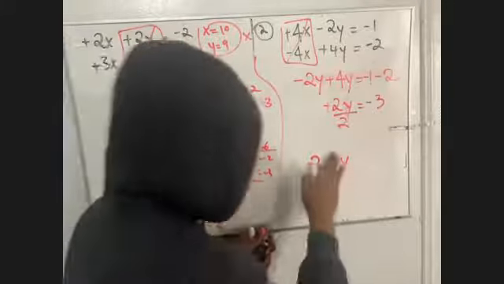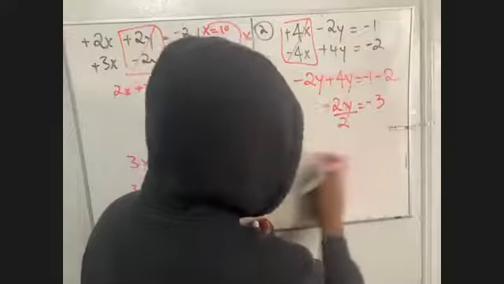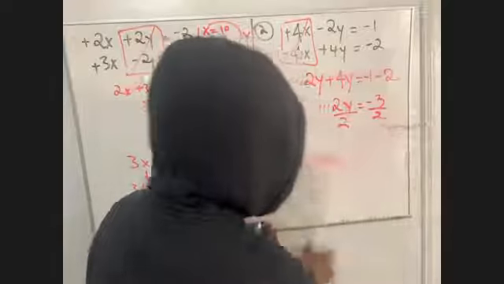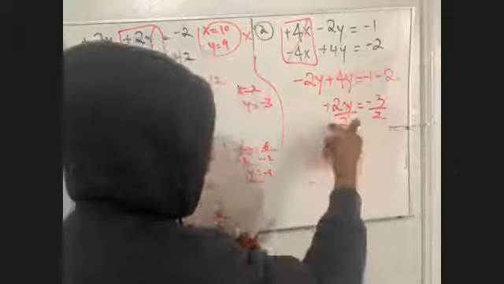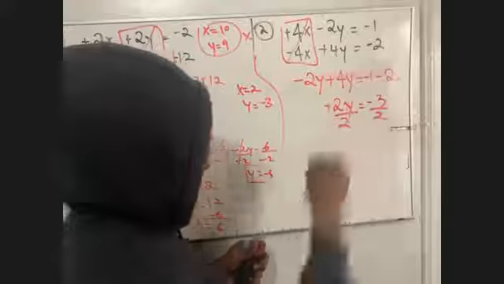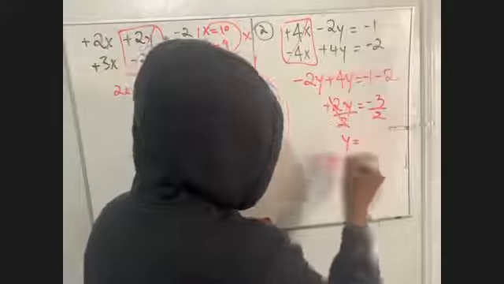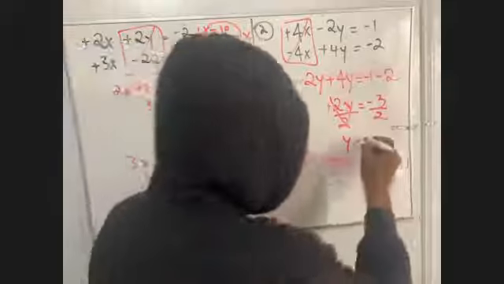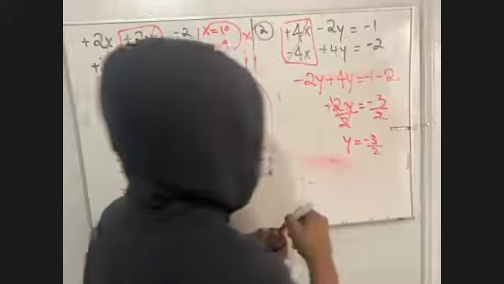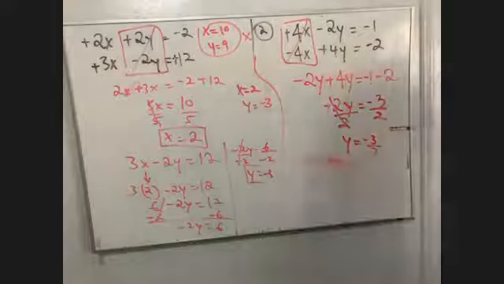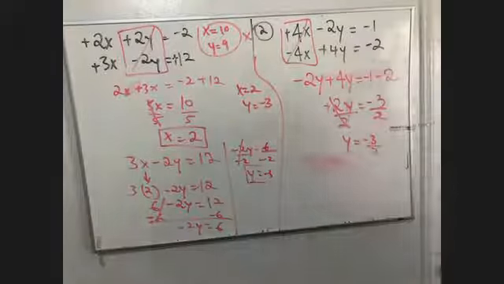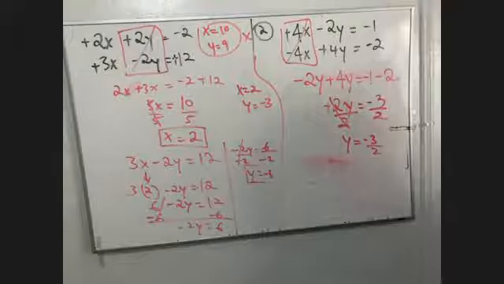So 2y is equal to -3, and then we divide by 2 here. You need to divide both sides by 2. Whatever you do to the left side, make sure you do to the right side. This cancels out. y is equal to -3/2. Guys, this is a one-step equation. First video, first lesson of this class. Second lesson actually, after the addition and subtraction of integers.